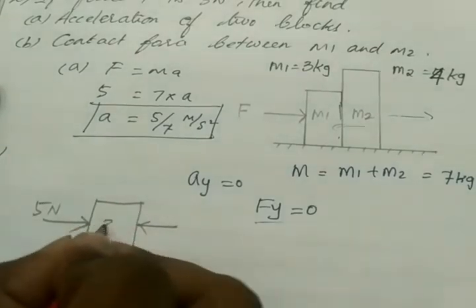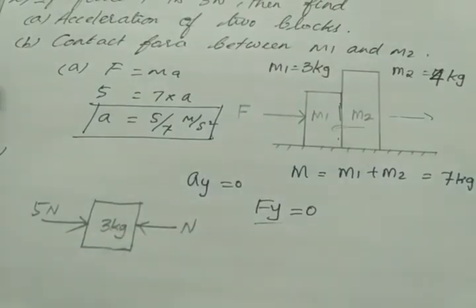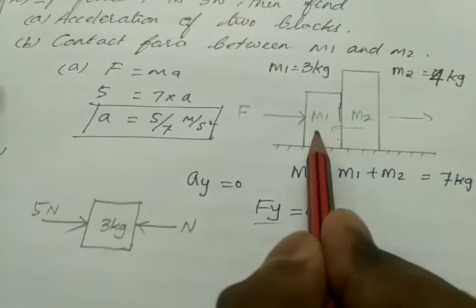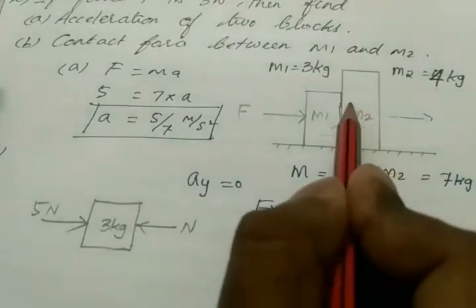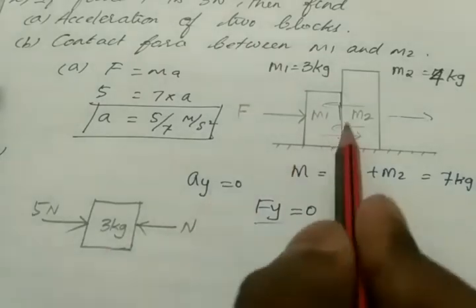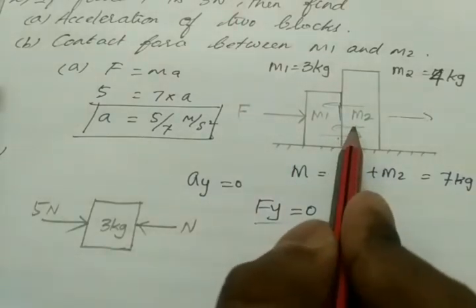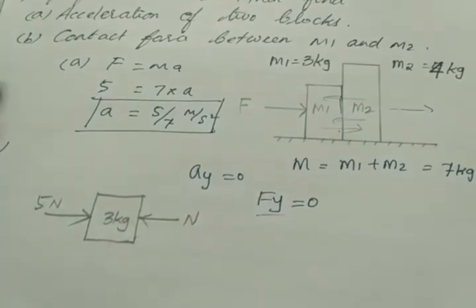So mass 1 is 3 kilogram. Clear? Because whenever there is a contact, M1 applies some force on M2 in this direction. Similarly, M2 applies some force in this direction. See, we only concentrate on mass 1, 3 kilogram. So here M2 applies a normal force in this direction towards M1. Clear? So now we are going to apply Newton's second law to find the normal force.